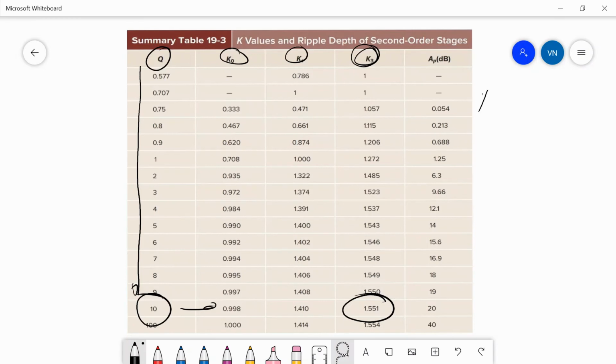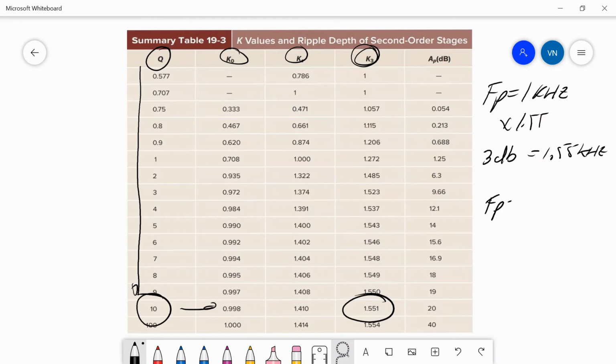So if I take the pole frequency and multiply that by 1.55, I would have my 3 dB down point, which is 1.55 kilohertz. And that agrees with what we measured in Multisim. If I take my second circuit, which had a pole frequency of 10 kilohertz, and I multiply that by 1.55, the K value multiplier, I would get that its 3 dB down point was 15.5 kilohertz.